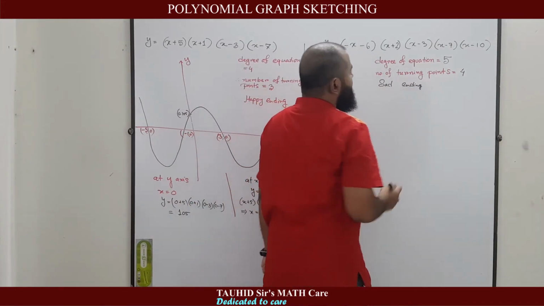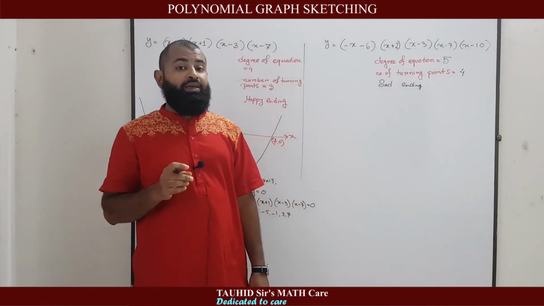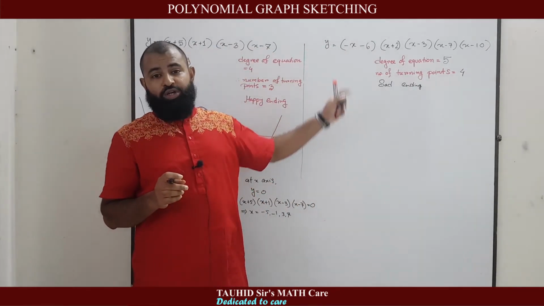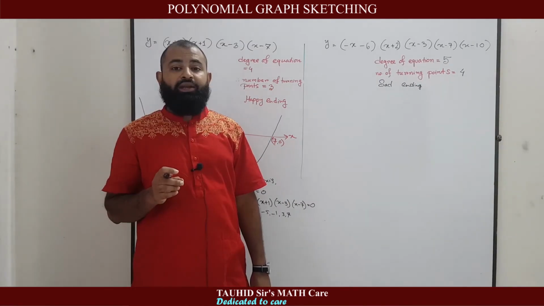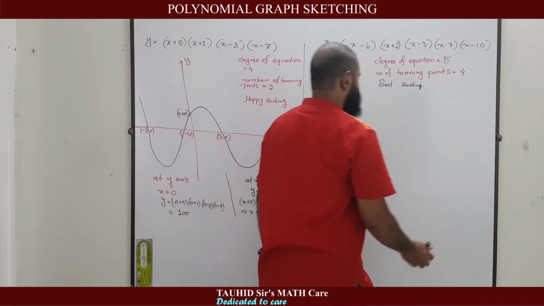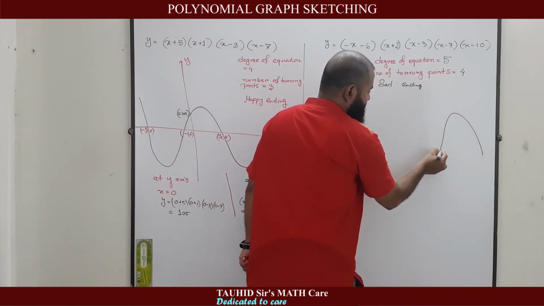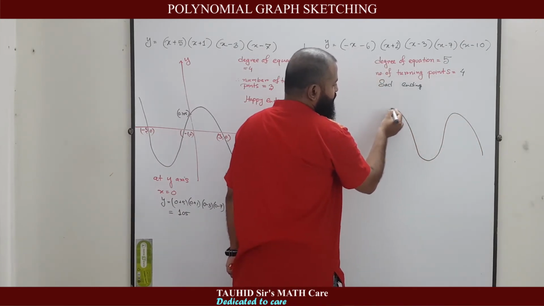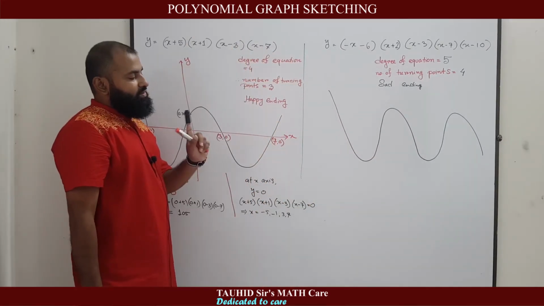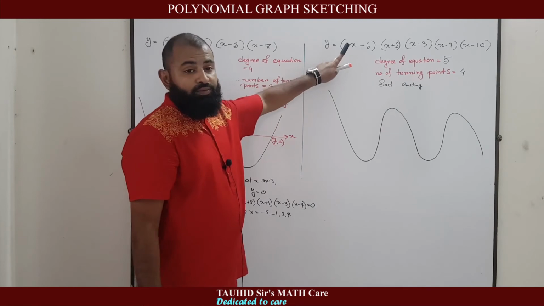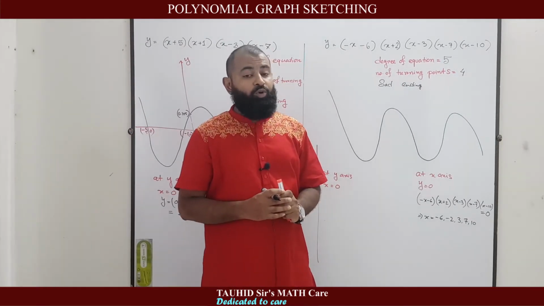So what type of curve will be the graph of this equation? It will be a curve with a sad ending and 4 turning points. Sad ending, 1, 2, 3, 4. This is the sketch of the graph of this equation. Now, what about the axis intercepts?